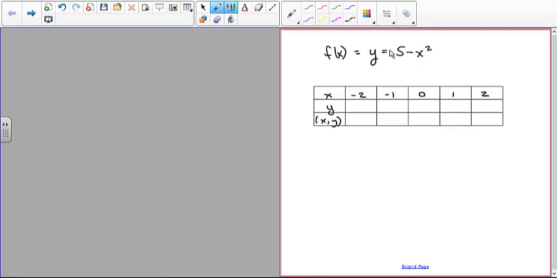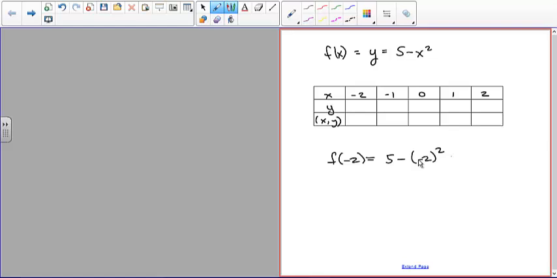Now, because this is symmetric around the y-axis, it makes most sense to have these numbers symmetric around the y-axis. But, like I said, it's not always obvious which numbers to put in here. So all we have to do is evaluate the function at these values of x. To do that, you just plug the x value into the equation. So you substitute for x.